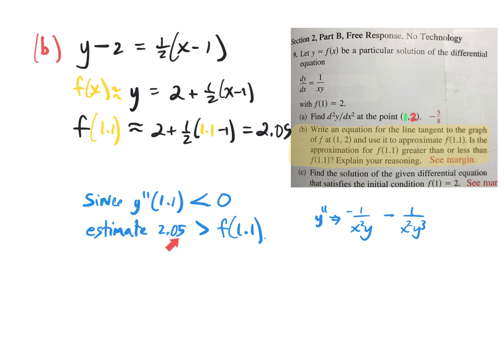And here's a quick explanation using the geometry of the graph. If the graph is concave down at 1.1 and we're using the tangent line at 1 to estimate where the yellow graph is when we move to 1.1, then since it's concave down, you can see that the tangent line is on the outside, and the tangent line in black will always be a little bit above the curve when you move away from it. So our estimate of 2.05 was up here, which would be a little bit greater than the actual value of f of 1.1.